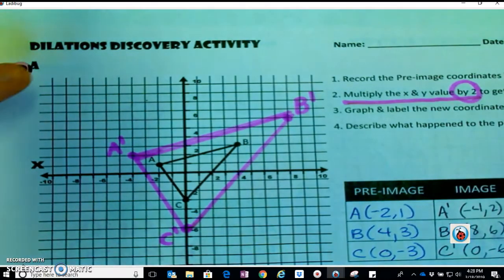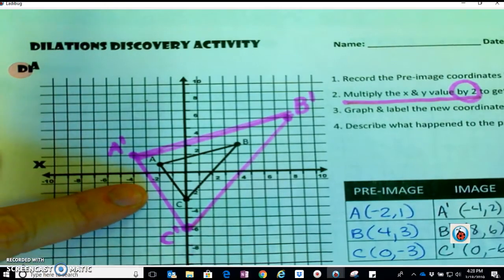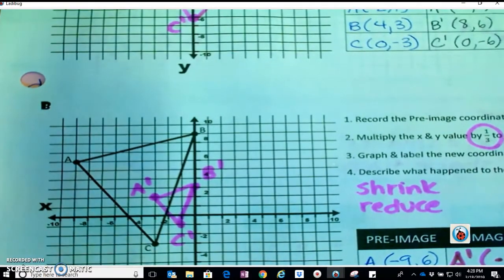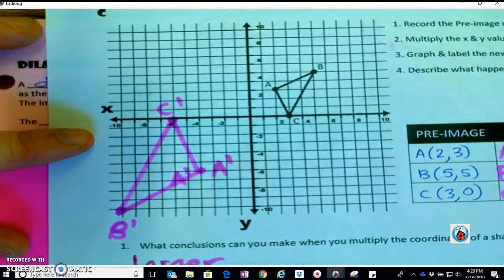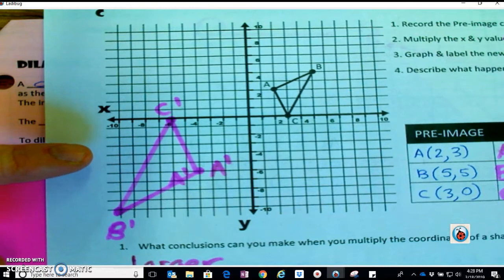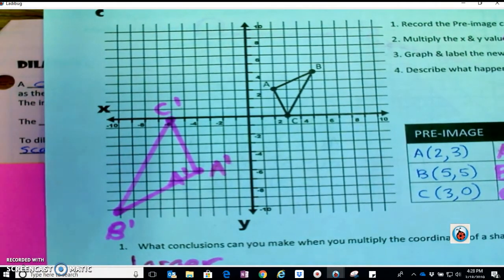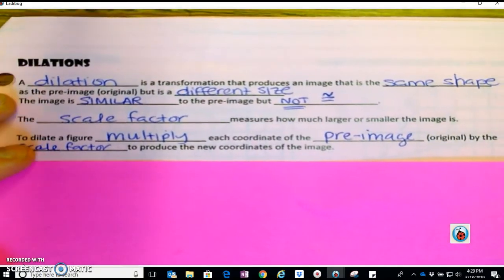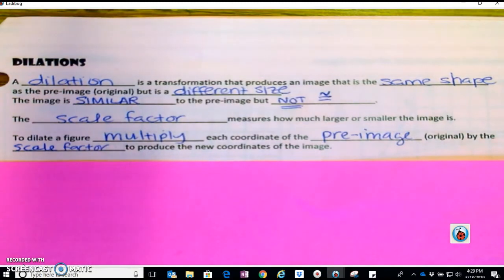So remembering that dilations enlarge the shape, they can reduce a shape, and they can also rotate a shape, as well as growing and shrinking at the same time, depending on what their scale factor is. I've actually gone ahead and filled in some of the notes there for you.